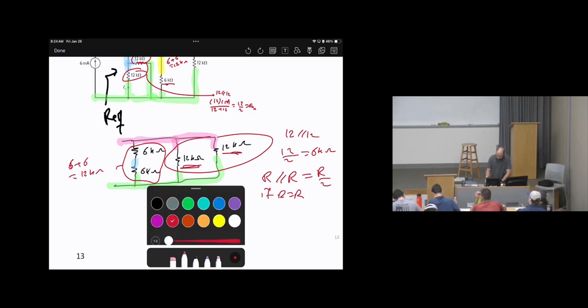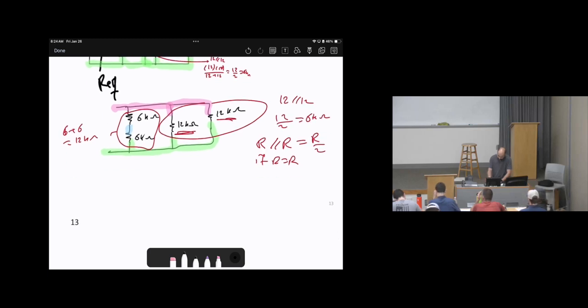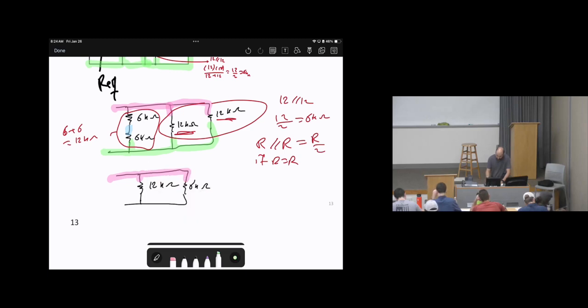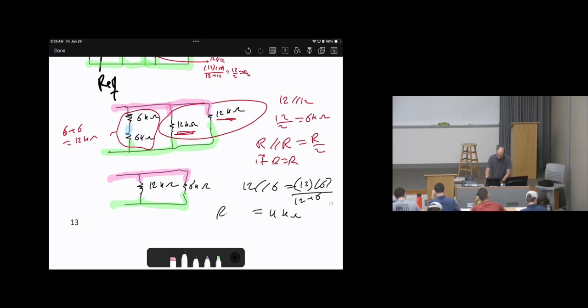Then let's redraw the circuits with the new simplification. Here is 12 kilo ohms. Here is 6 kilo ohms. Then we still need to calculate our equivalence. Relabel the nodes. This is the purple and we have the green. Then basically 12 and 6 are in parallel. So 12 parallel with 6 means 12 times 6 over 12 plus 6. So the answer I think will be 4 kilo ohms. This is our equivalence.